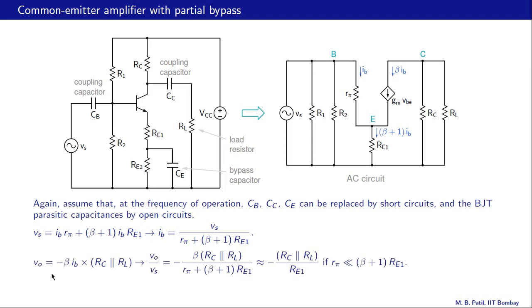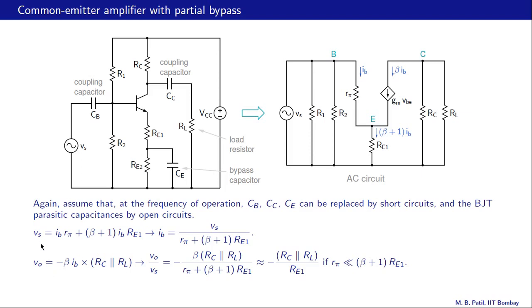What about the output voltage? The output voltage is the voltage at the collector node, and this current here is beta times IB, and so that beta times IB is going through this parallel combination of RC and RL. Therefore this voltage drop is beta IB times RC parallel RL, but because the current is going in that direction, it will come with a negative sign. And that is what we have over here. VO is minus beta IB times RC parallel RL.